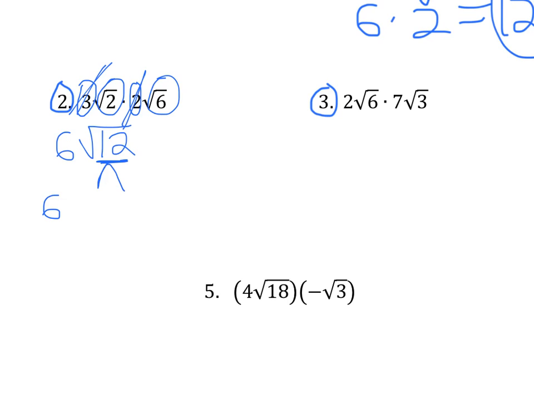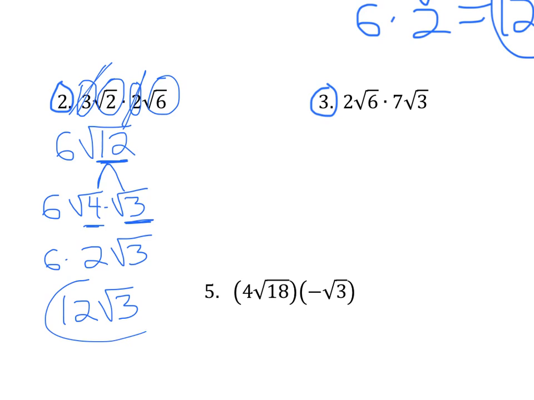So let's bring down the 6. I'm going to break this up into square root of 4 times square root of 3. 4 goes into 12 3 times, so make sure both these are in the square root. And then this square root of 4 is 2. So then I have 6 times 2. This square root of 3 doesn't simplify, so I just bring that down. 6 times 2 is 12, so we get 12 root 3. That's our answer.